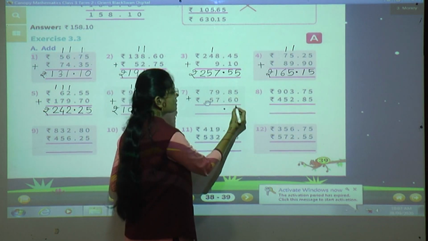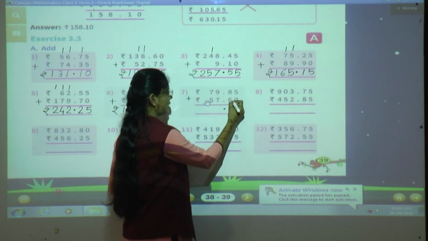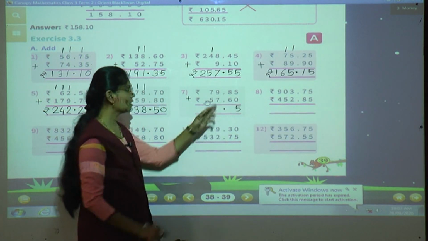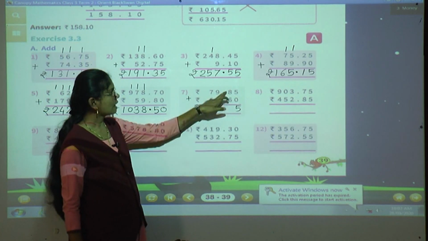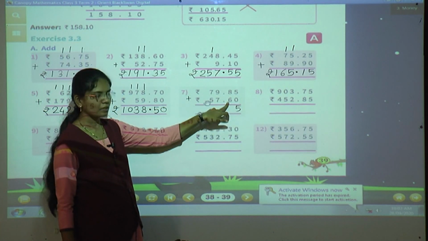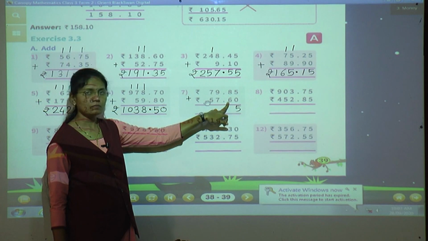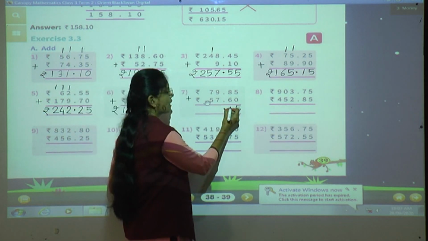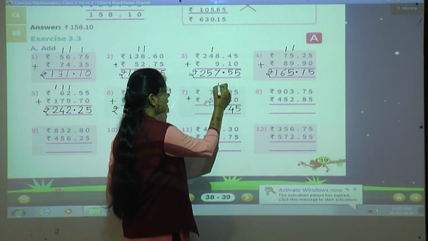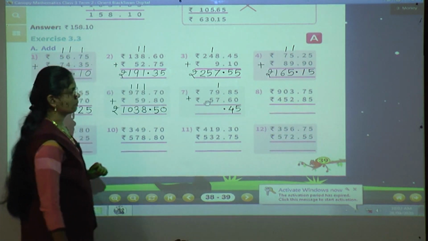Next, 5 plus 0, 5. Then we'll move to the next place. Here 8 is there, here 6 is there. 8 plus 6, 14. So what we will write here? 4 and 1 as a carry to the next place.